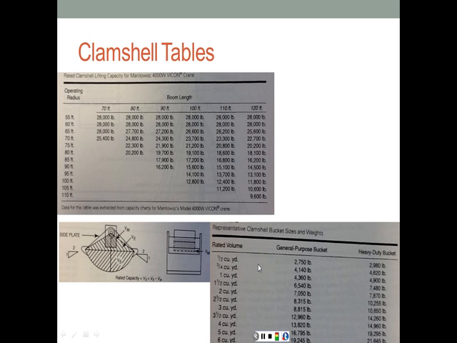And here it shows again the different weights, because we can have either a general purpose bucket, a heavy duty bucket, or a light duty bucket. Each one of them is going to have a different weight on its own for the different rated capacities and different sizes of these buckets.